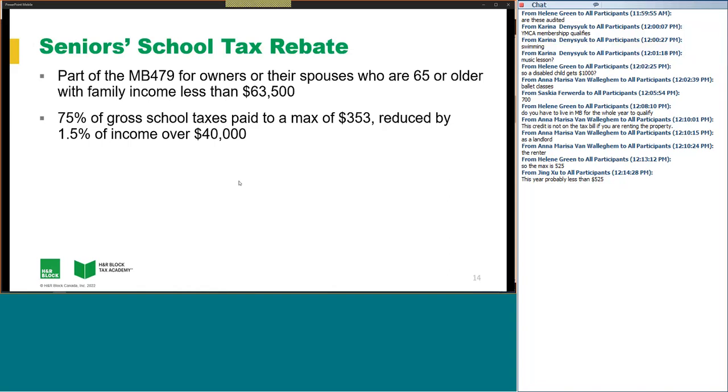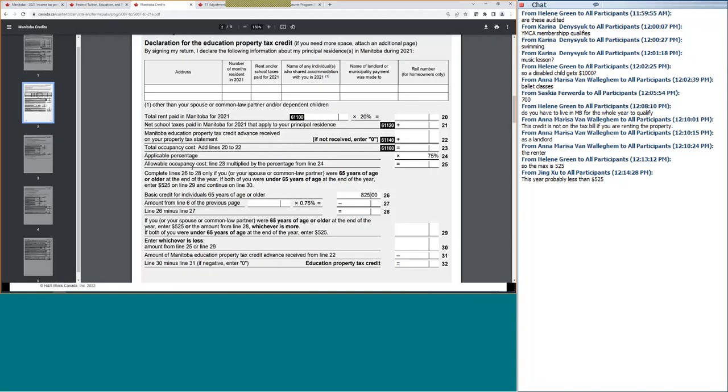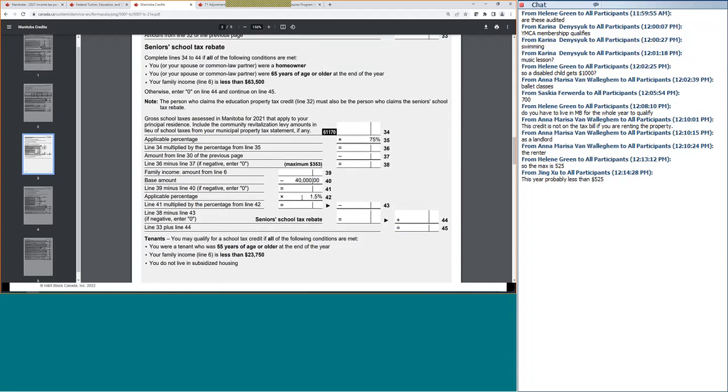All right, so we have a senior school tax rebate if you or your spouse is 65 or older and your family income is less than $63,500. What you will get is 75% of your gross school taxes, not your net, your gross, up to a maximum of $353, and then that number is reduced by 1.5% of your income over $40,000. Okay, so if that sounds complicated, the form will do it for you.